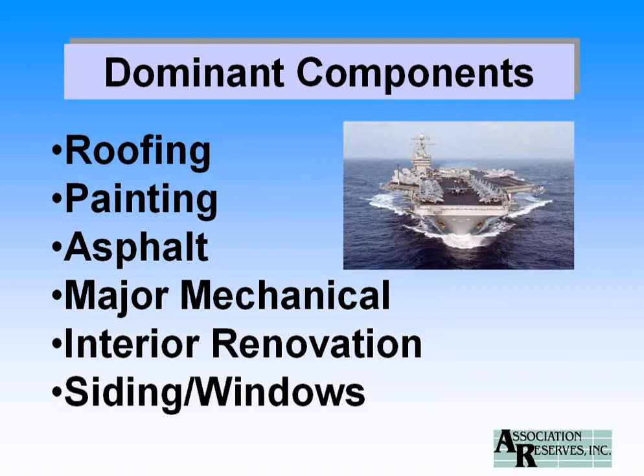The dominant components vary depending on association type and region of the country, but for typical townhome associations, the dominant components are roofing, painting, and asphalt. Period. In cooler or moist climates, you can add siding and window replacements. In mid or high-rise associations, you typically don't have as much asphalt or roofing, but you do have major interior hallway projects and major mechanical projects such as HVAC systems, air conditioning systems, boilers, elevators, fire alarms, things like that. Most components are window dressing compared to the few dominant components at your association.